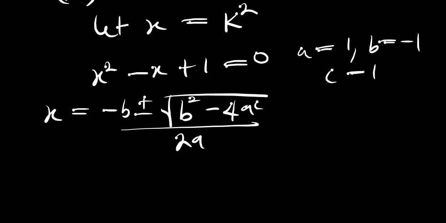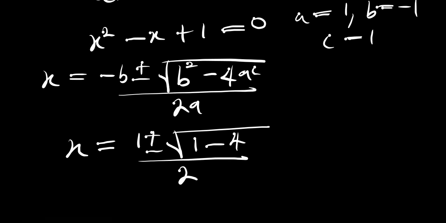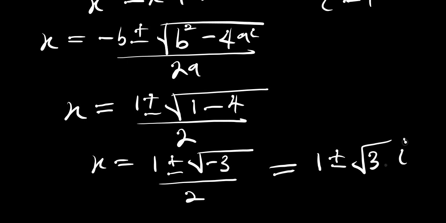So let's insert everything. We are going to have x equals 1 plus or minus the square root of b squared, we have 1, minus 4ac, 4, divided by 2 times 1, that is 2. Then we have x equals 1 plus or minus square root of negative 3, divided by 2, and this simply equals 1 plus or minus square root of 3 times i divided by 2.